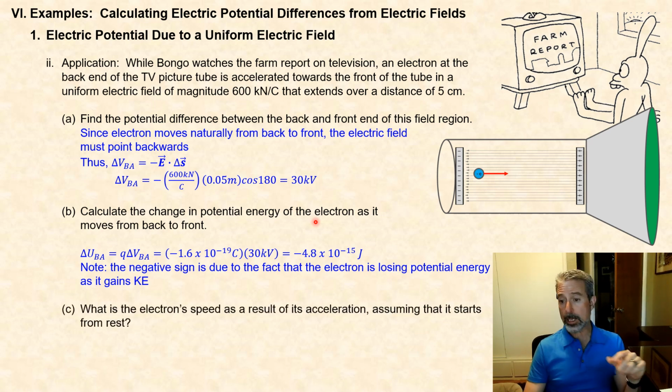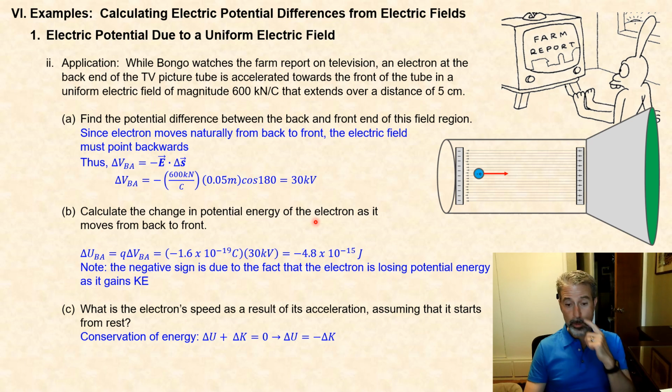And finally here, we want to calculate the electron speed as a result of this acceleration, assuming that it starts roughly at rest. So just the law of conservation of energy tells us that if mechanical energy is conserved here, then the total change in potential energy plus whatever change in kinetic energy it experiences must be zero. If there is no total change in energy for this system, for this electron, we can say that the change in the electric potential energy is just equal and opposite to the change in kinetic energy.